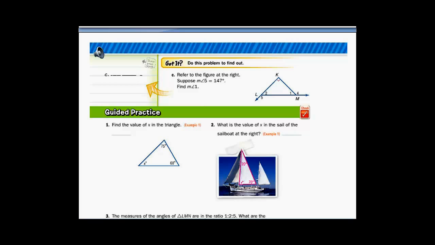All right. Refer to the figure at the right. Suppose the measure of angle 5 is 147. Find the measure of angle 1. So again, an exterior angle is equal to the two interior angles that are not touching it, the remote interior angles. This one, of course, is 90 because it's a right angle. So 90 plus what is 147? Subtract them. 57 degrees. 57 degrees is our answer.